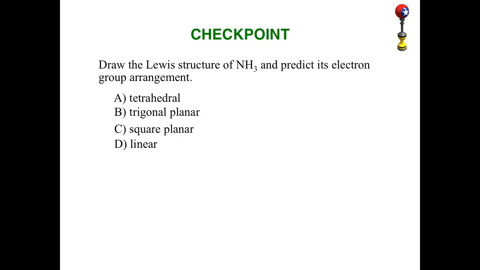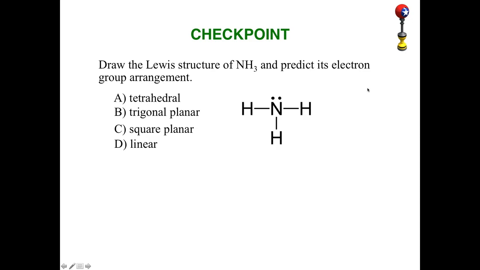All right, are you ready for our first checkpoint? Can you draw the Lewis structure of NH3 and predict its electron group arrangement? Hopefully you were able to draw the Lewis structure for NH3, and it should look something like this. And from this, how many electron groups does NH3 have? It has 1, 2, 3 single bonds, and 1 lone pair. So that gives it 4 electron groups.